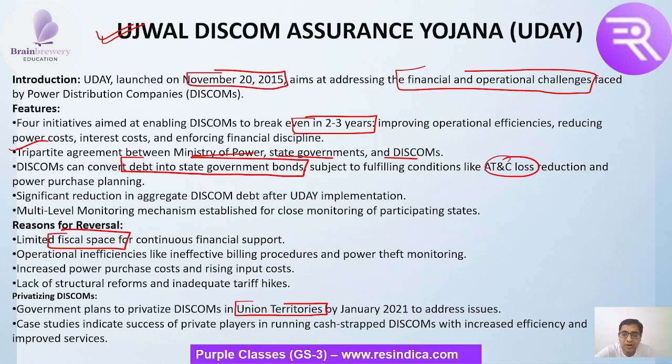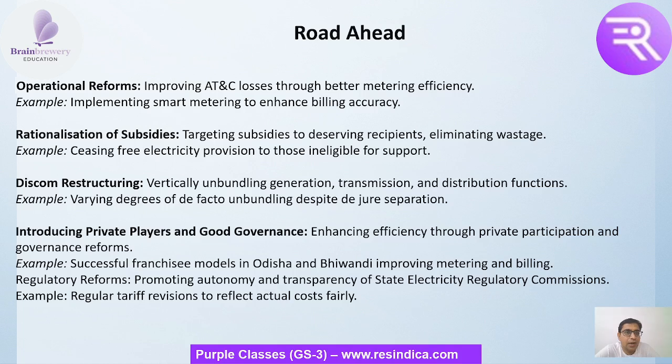There are cash-trap discoms which are creating a lot of issues. The discoms creating a lot of issues have to be transferred to the private sector, and it has been seen that they have shown success by privatizing the discom, but still the issue persists, and the discoms still have a lot of issues related to financial viability. Now what can we do in order to improve that? Operational reforms can be done, like smart metering, reducing ATC loss, and improving the billing process.